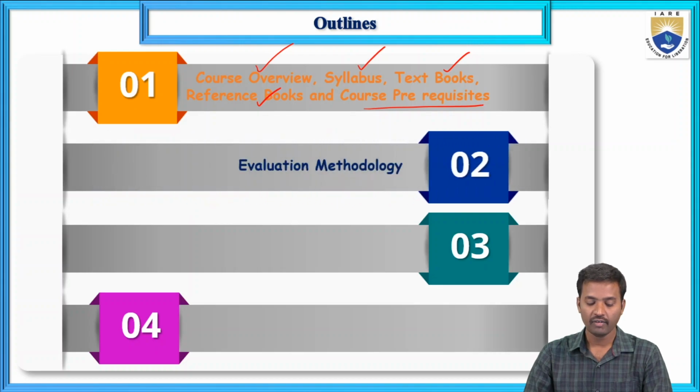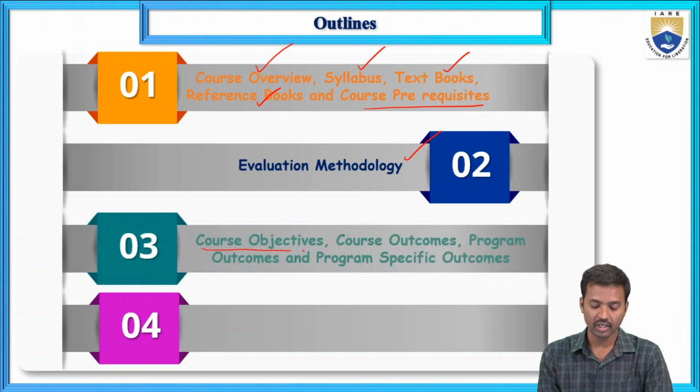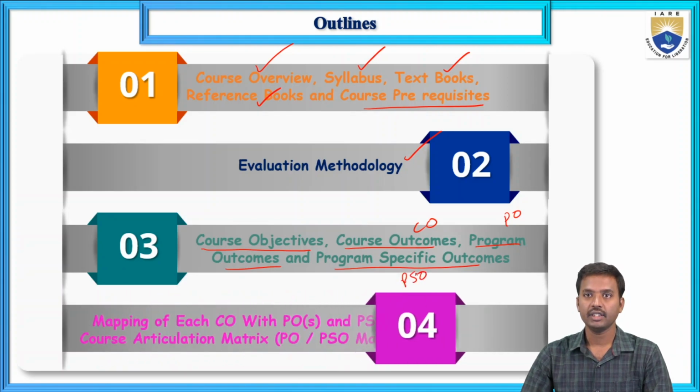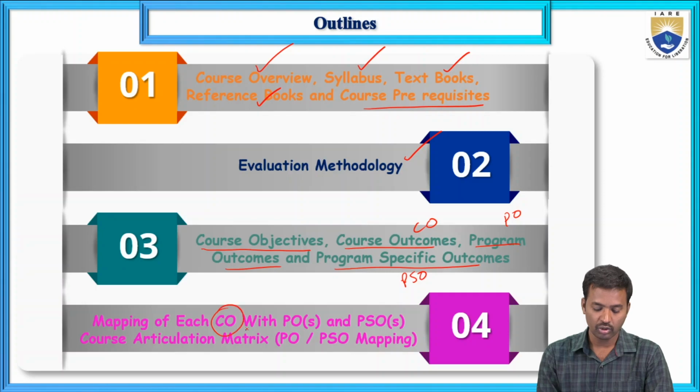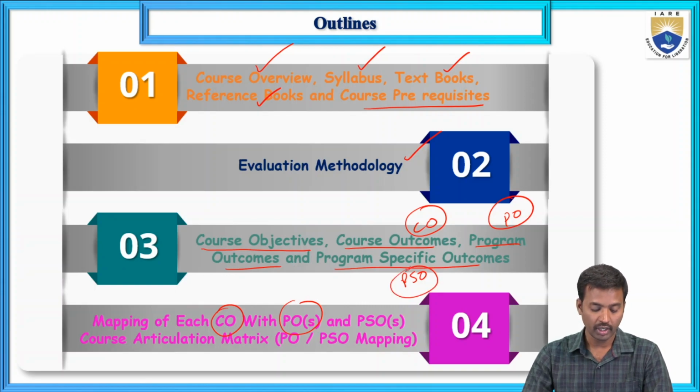And second, I will explain the evaluation methodology, that means the marks distribution. And next, the third one, the power electronics course objectives and course outcomes. Next, program outcomes and program specific outcomes, COs, POs, PSOs. And next, the mapping of CO and PO, and CO and PSO, and the course articulation matrix, CO and PO mapping.